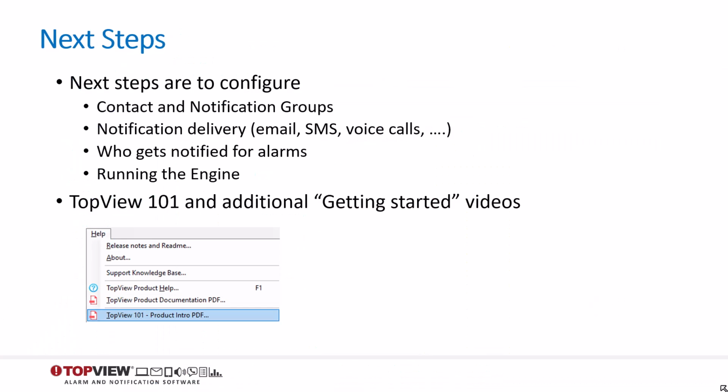At this point, we've successfully imported the SCADA alarms into a TopView configuration, confirmed that we can connect to the SCADA gateway, and verified the tags. The next steps are common to all TopView users, not just SCADA Sync users. This includes creating contacts and notification groups, configuring the notification delivery, deciding who gets notified for the alarms, and running the TopView engine runtime. We recommend that you read through the TopView 101 document available from the Help menu in the configurator for an overview of these topics. We also have a Getting Started video for OPC SCADA that demonstrates how to send basic email notifications.